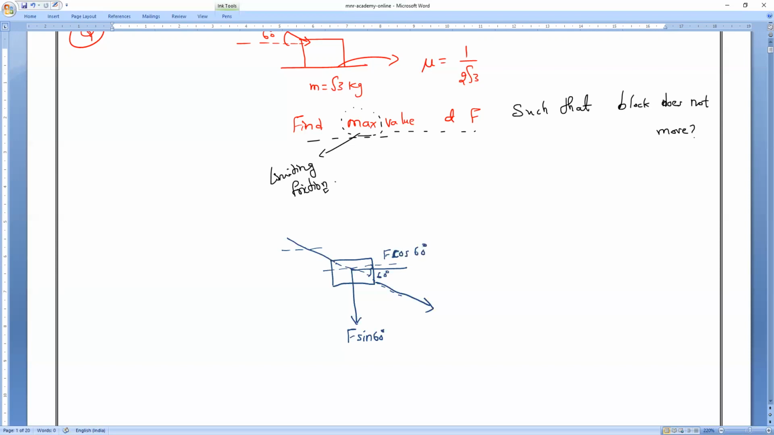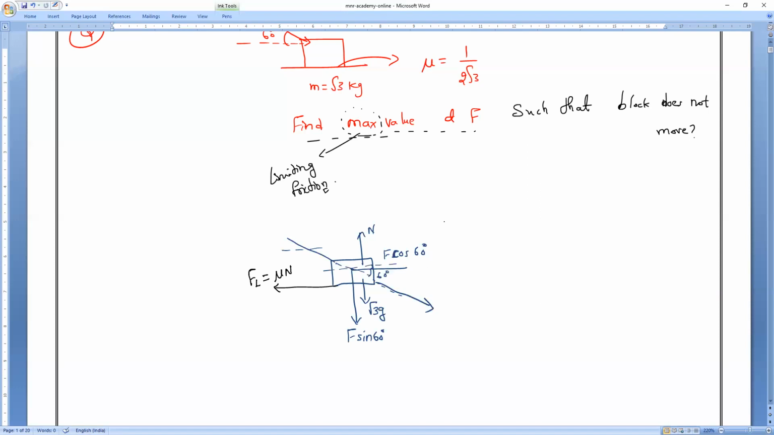The normal is acting in the upward direction, and there is a force which is the weight. Mass is √3, so the weight is √3g. The frictional force, limiting friction, always acts opposite to the relative motion. What is the limiting friction formula? F_L is equal to mu N. Am I right, everybody? Clear?